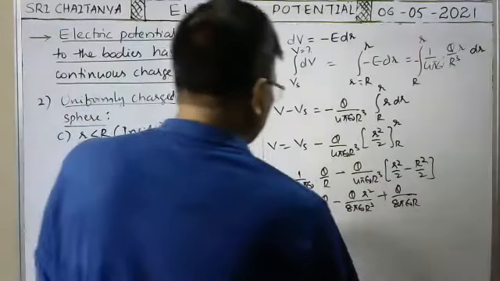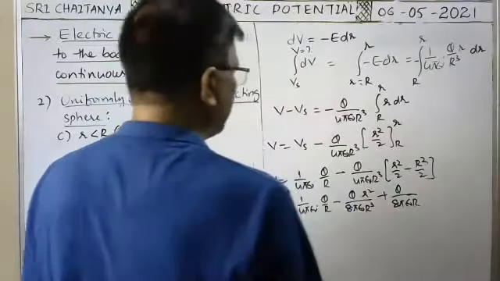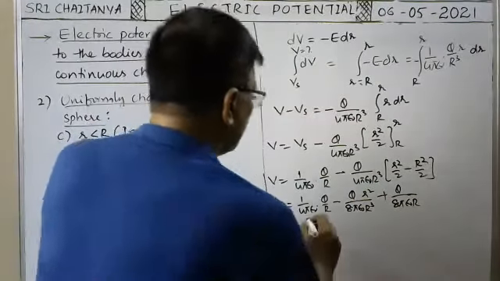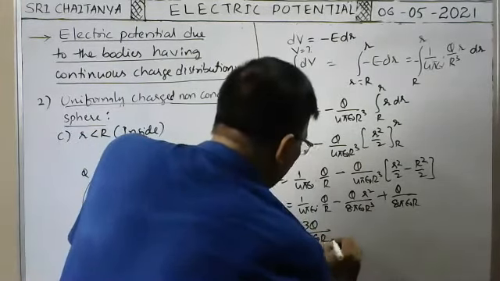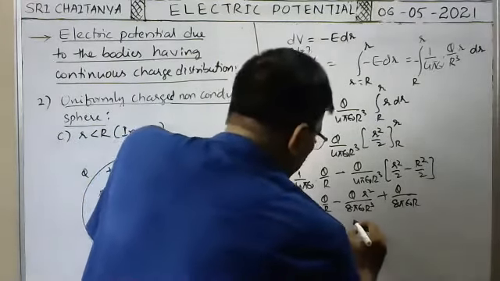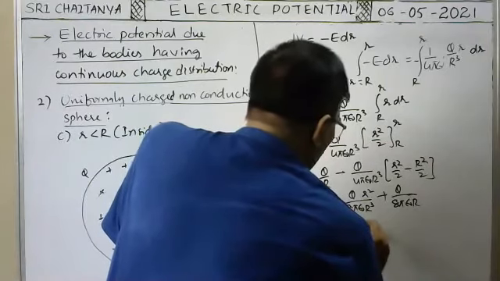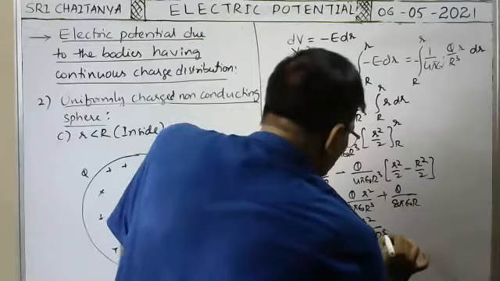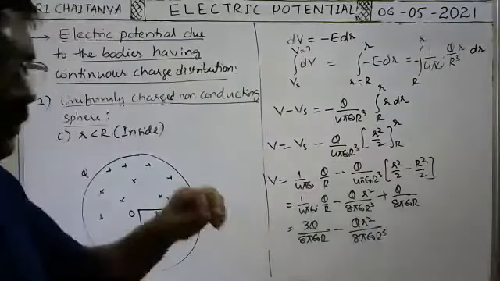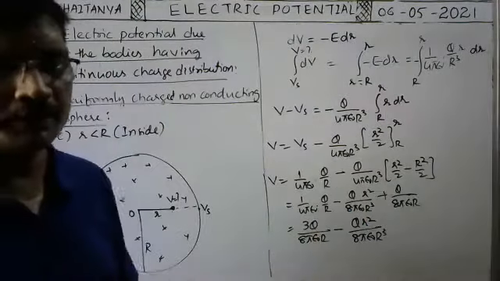You take LCM. In these two terms you take LCM. Then what you will get? 3Q by 8 pi epsilon naught R, minus Q r squared by 8 pi epsilon naught R cube. Note down up to this first. You note down up to this.